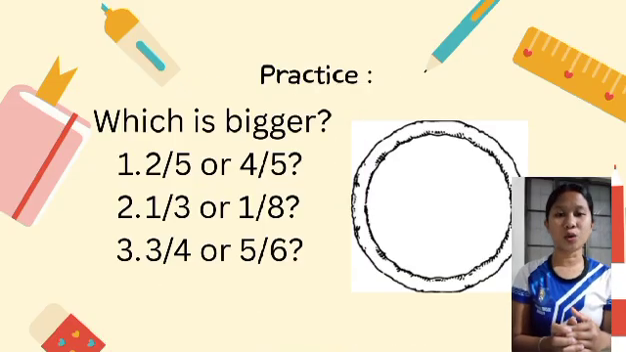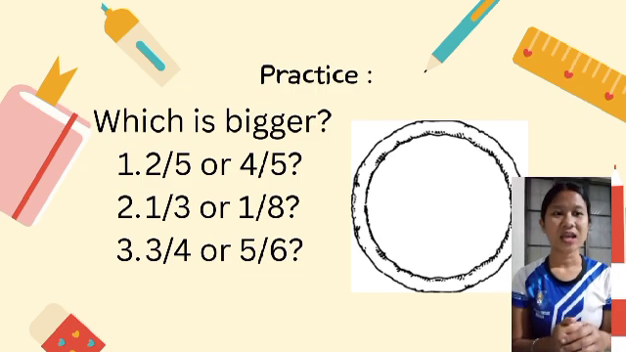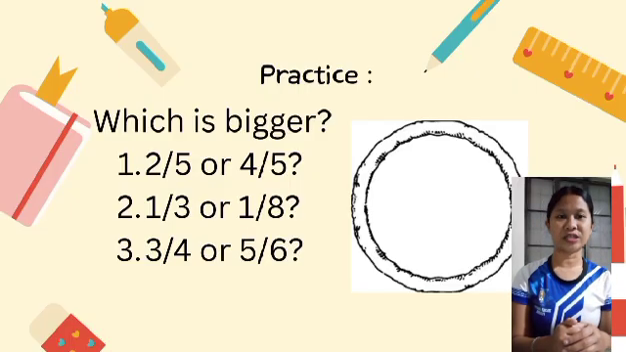Now that you already know the fractions, let's try these examples. Which is bigger, 2/5 or 4/5? Yes, since the denominators are the same, we look at the numerators. 4 is greater than 2, so 4/5 is bigger than 2/5. Very good. Let's try this one. Which is bigger, 1/3 or 1/8?